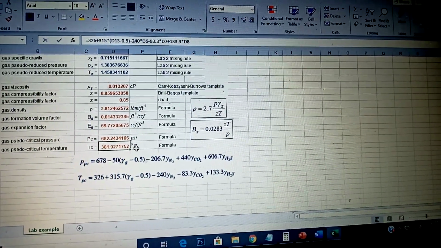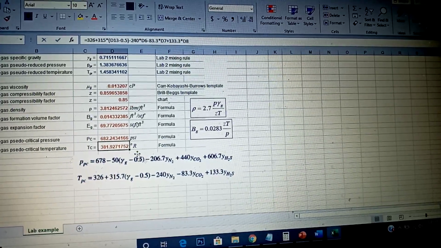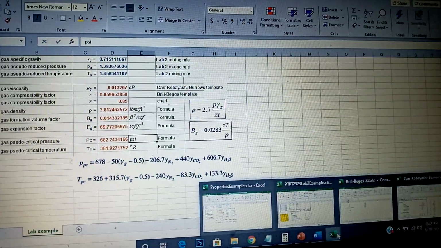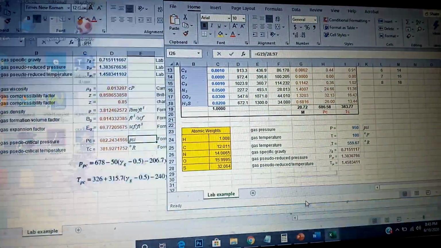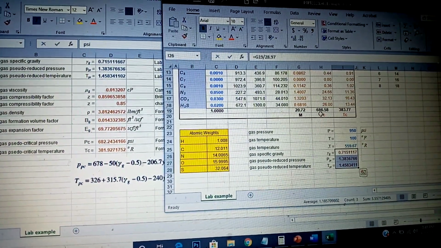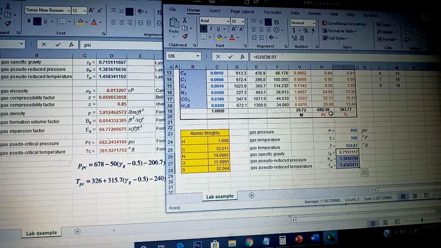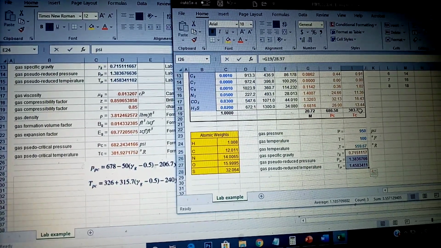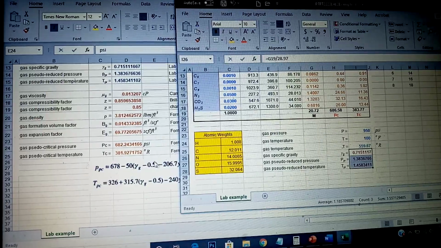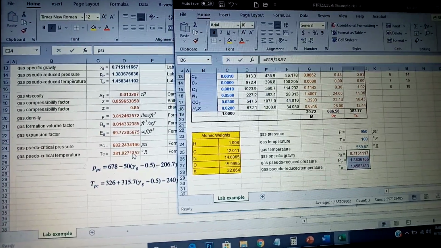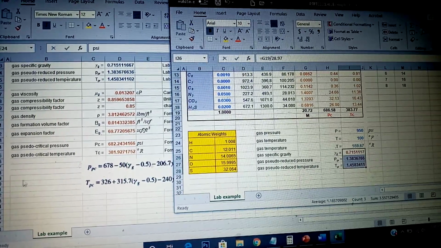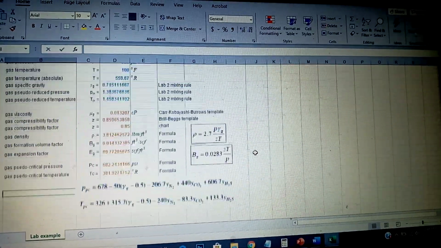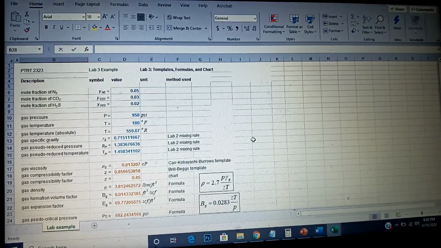Now let's do something. We used the mixing rule to calculate the critical pressure and critical temperature in lab 2. So let's verify with my lab 2. What was the value for lab 2? In lab 2, my critical pressure was 686.58. Now I got 682. It's very close. The critical temperature was 383.77. Now I got 381.92. So it's very close. So that means the mixing rule and the formula are very close. They are reliable. So whenever you finish with the lab, save it and upload it to Canvas. That's it.